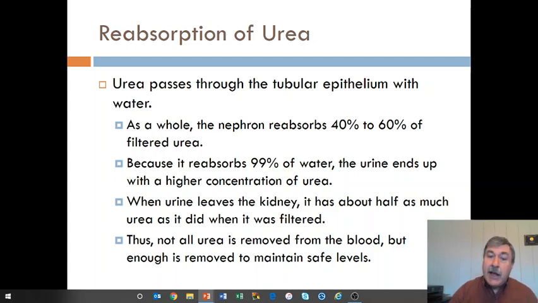And actually, as we'll see later, that urea that's reabsorbed helps create a concentration gradient in the medulla of the kidney. That concentration gradient is one of the things that allows the nephron to produce a very concentrated urine. It's what allows the nephron loops to reabsorb more water. So the reabsorption of urea actually has a side benefit, as we'll see later.